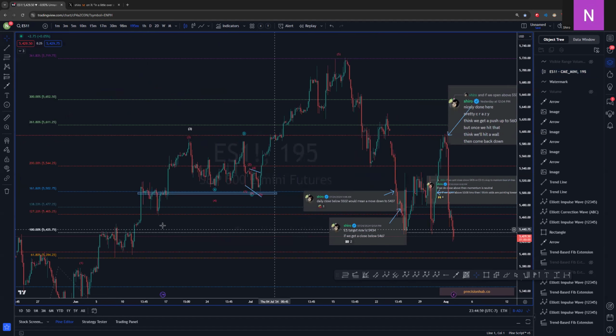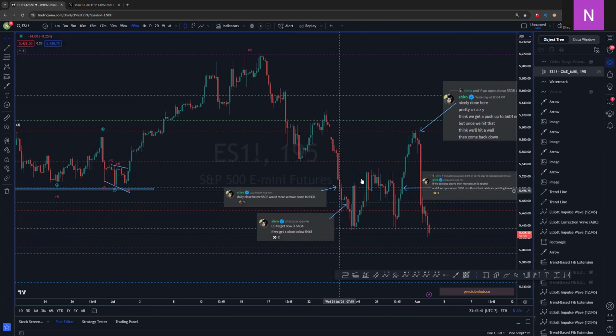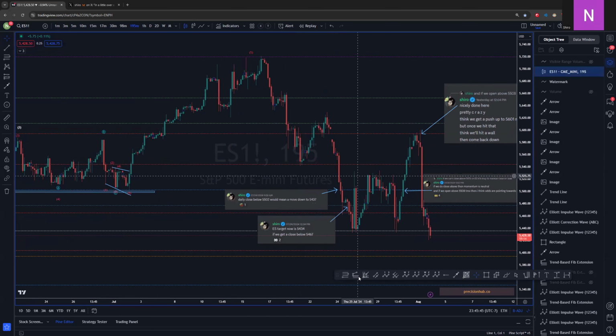So pretty simple here, just move down to the bottom of the range, which is the top of the range here between 54.36 and 53.96. So that was a pretty simple price prediction. But why did I think this was the end of the correction? Why did I think this was the end of the move?